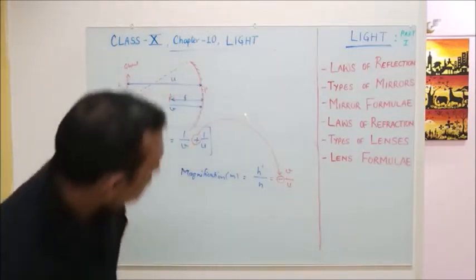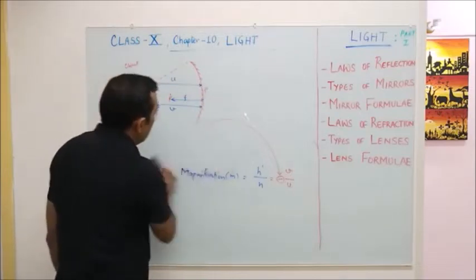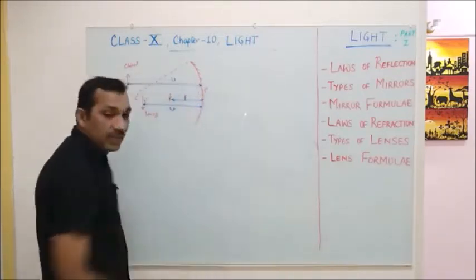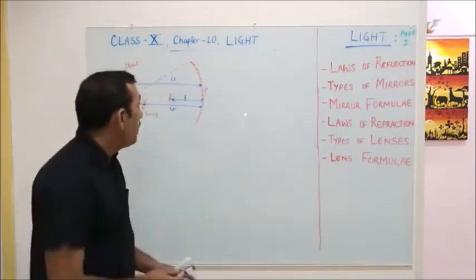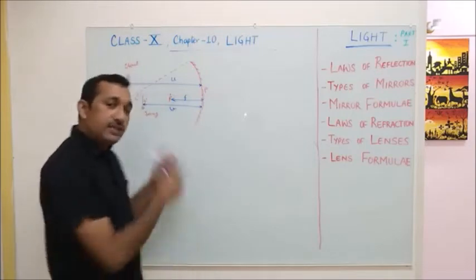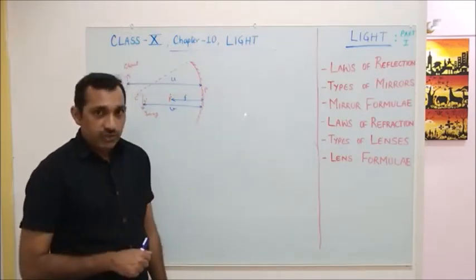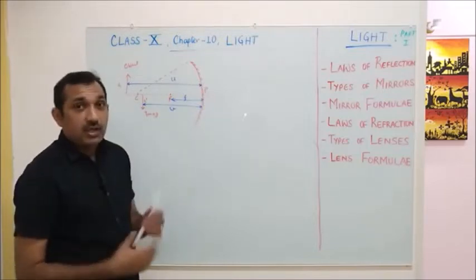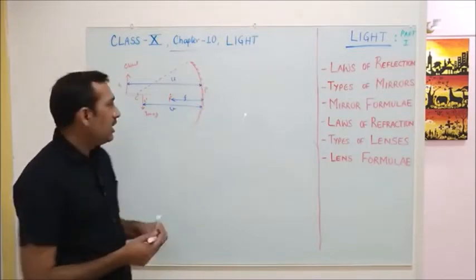Now the signs of these distances will change. It can be plus or minus. Now how to find that? Let me go one by one.